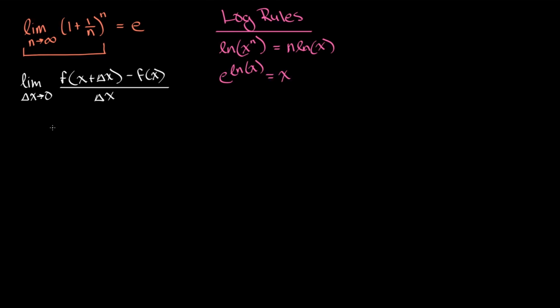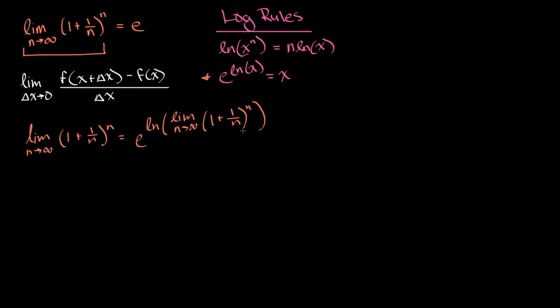So let's bring this limit down and start messing around with it. We have the limit as n goes to infinity of 1 plus 1 over n to the nth power. And I'm going to first rewrite this using this log rule here. So I'm going to take e to the natural log of this limit, e to the natural log of the limit as n goes to infinity of 1 plus 1 over n to the nth power.